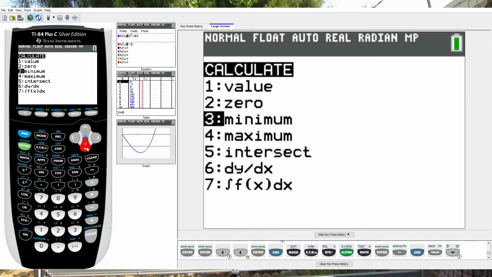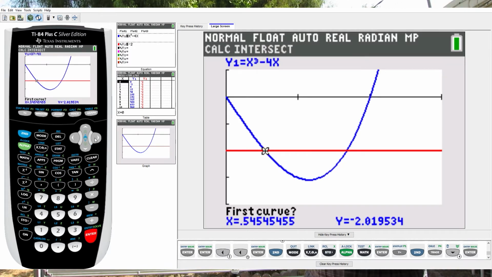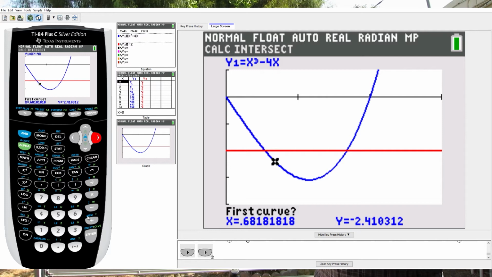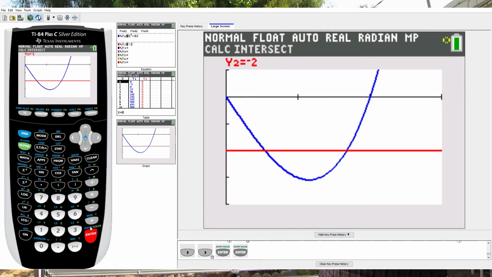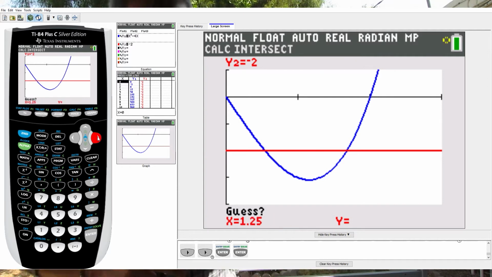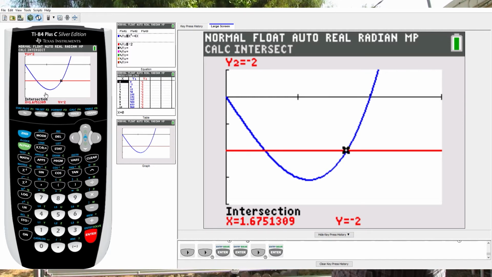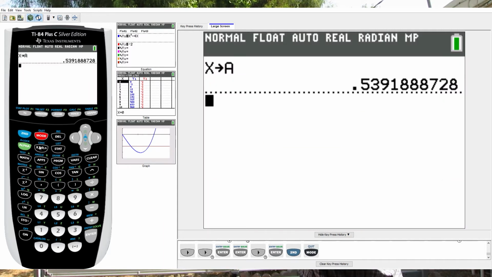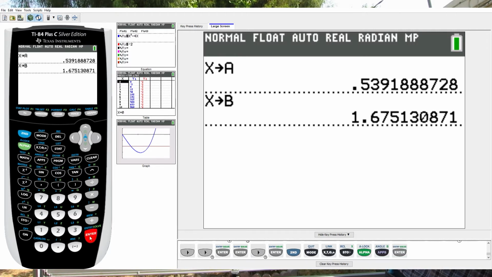And then to find b, I just repeat this process. So intersection, bottom curve, first curve, second curve, guess. This time I might have to guess much closer to the b point. And if I do that, I find out that it appears that this happens at 1.67513. Can't see any of this, it's so hard. 1.6751309.